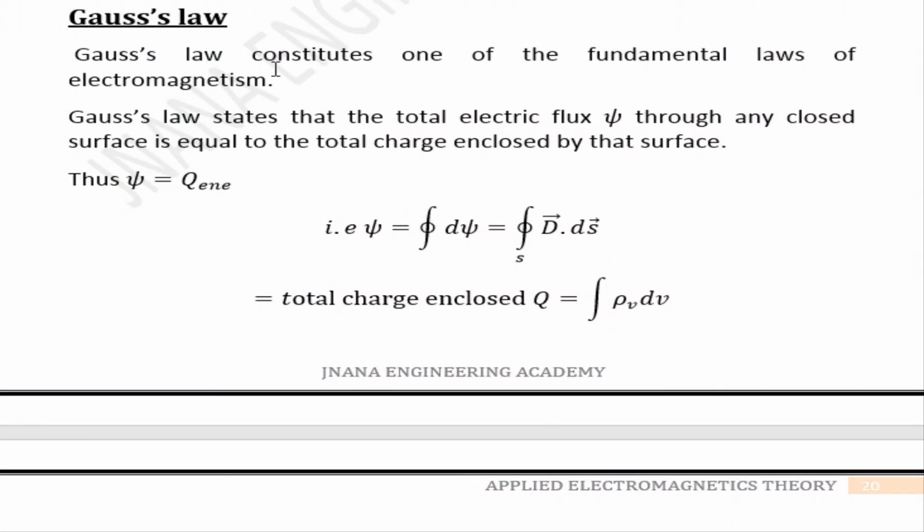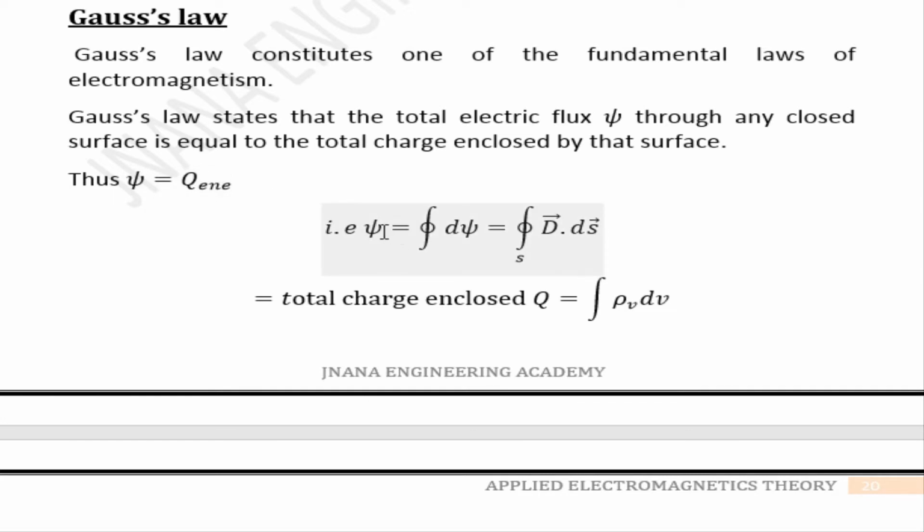So Gauss's law, which is one of the fundamental laws of electromagnetism. What's Gauss's law? It states that the total electric flux, which is represented as psi, through any closed surface is equal to the total charge enclosed by that surface. Clear? That is, the total electric flux through any closed surface is equal to the total charge enclosed by that surface. We can represent it as psi is equal to Q enclosed. Psi is the electric flux and Q is the charge enclosed by that particular surface.